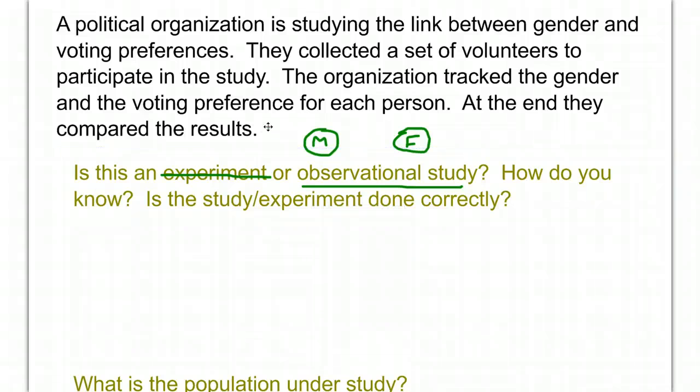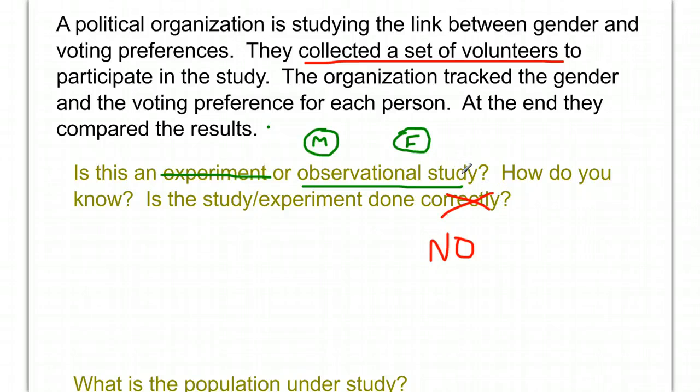And is this study done correctly? Whenever we're looking at an observational study, we're looking at making sure we have some sort of SRS of the population that we're studying. And it says they collected a set of volunteers to participate. Whenever you're doing an observational study with volunteers, you're basically setting yourself up for useless results. So in this case, no, the study is not done correctly. The study is not going to be very valid for anything.